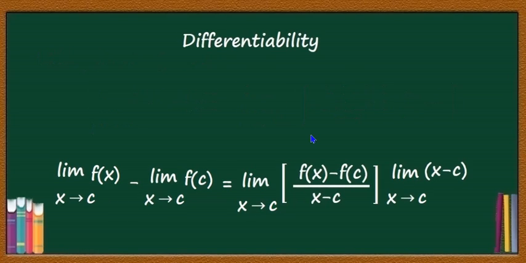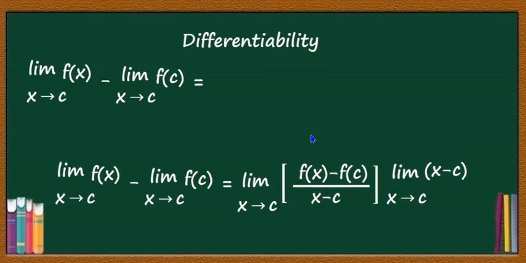And the next step is, that is equal to limit x tends to c f of x minus limit x tends to c f of c is equal to f dash of c. See this, limit x tends to c [f of x minus f of c divided by x minus c] is called f dash of c. And what is the limit of this? As x tends to c, it is c minus c, which is equal to 0.